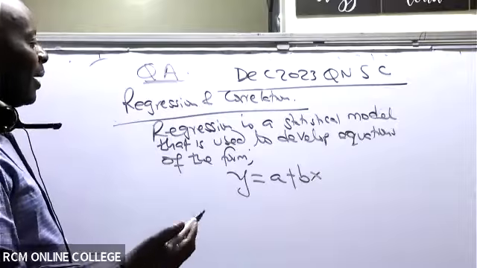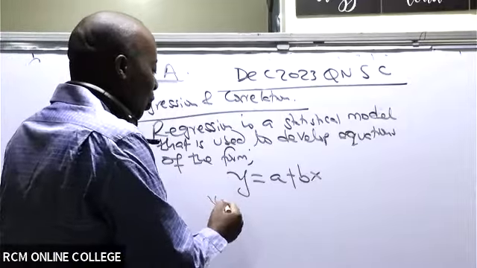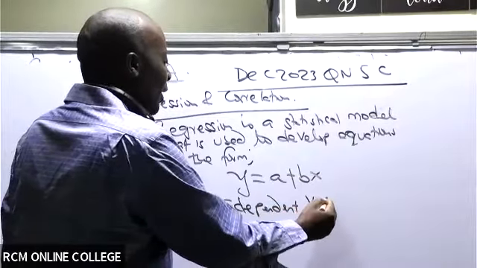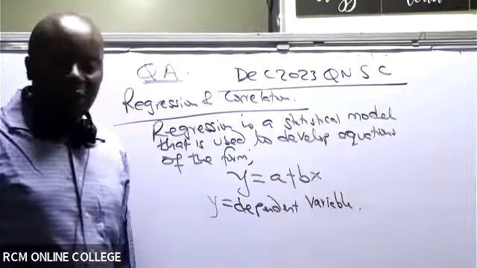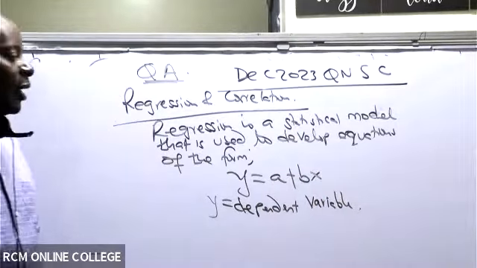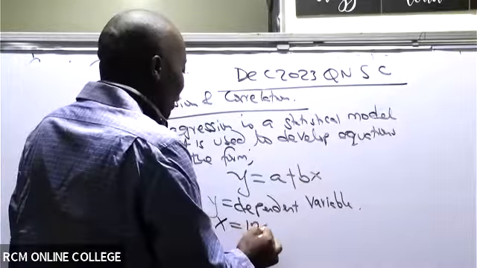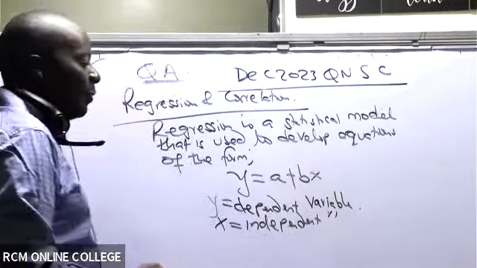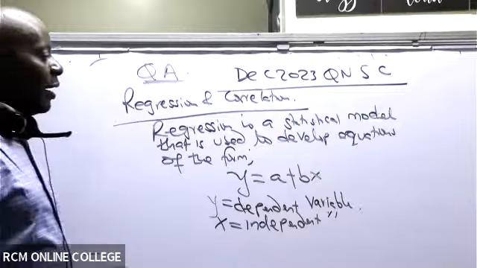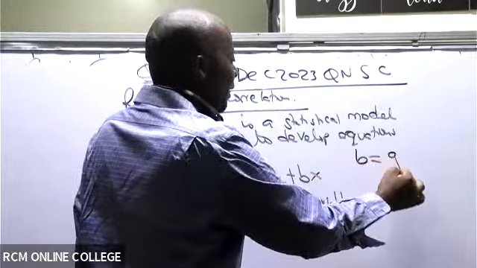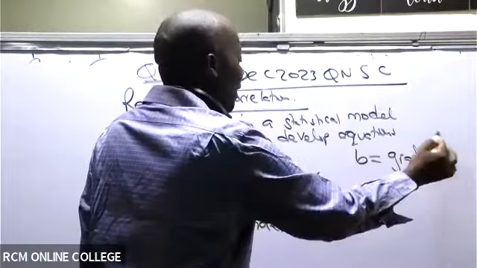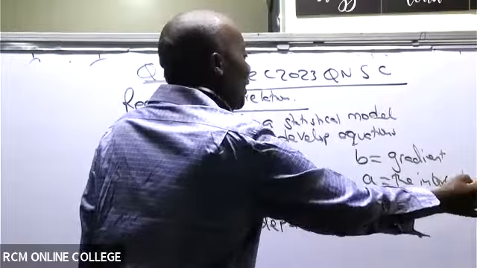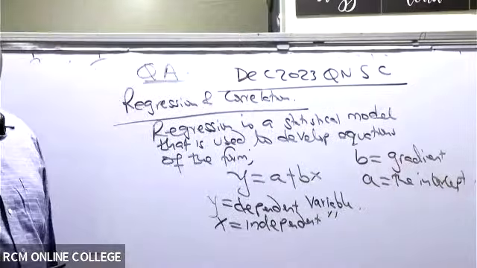Remember that this y is what we call the dependent variable. Then we have x. X is what we call the independent variable. Then we have b. B is the gradient. And a is the y-intercept, or just the intercept.